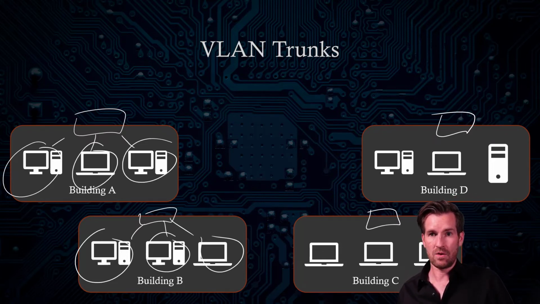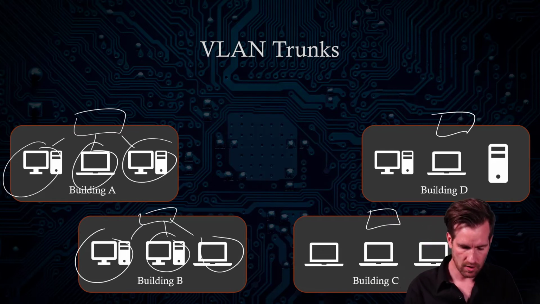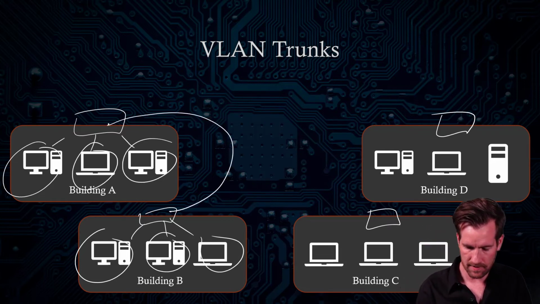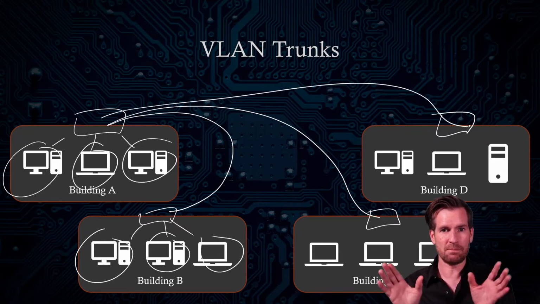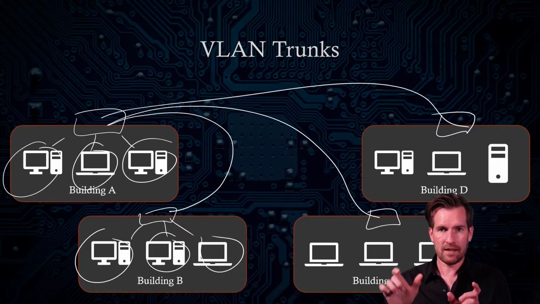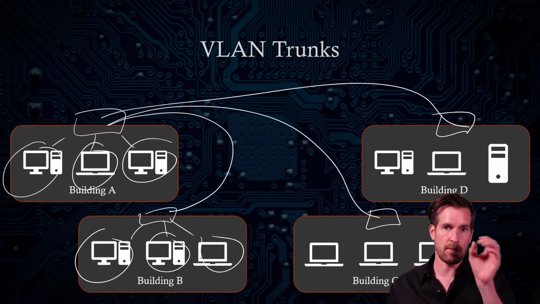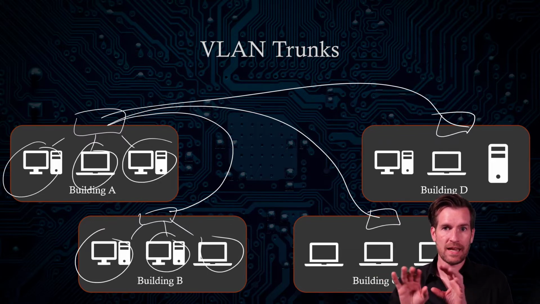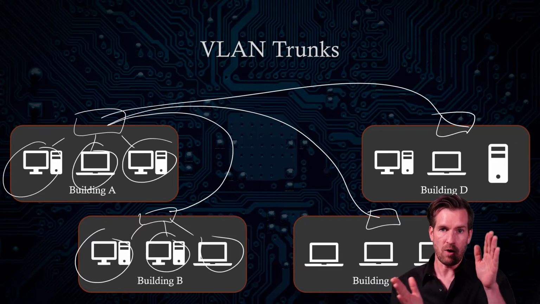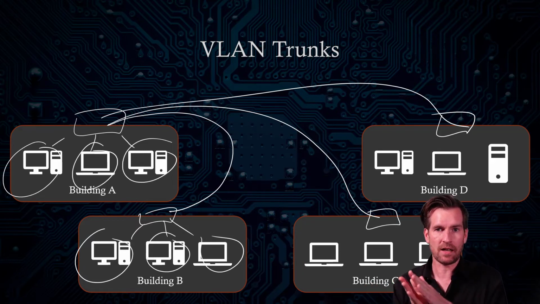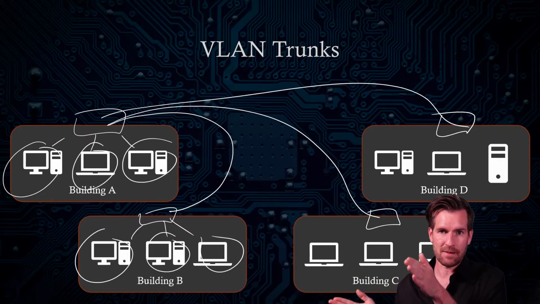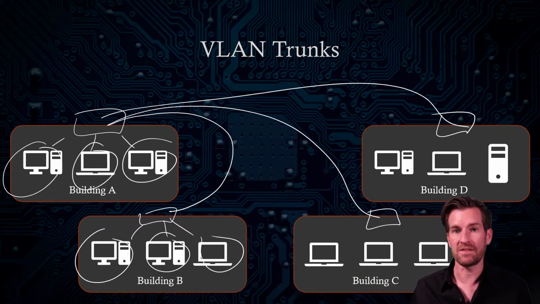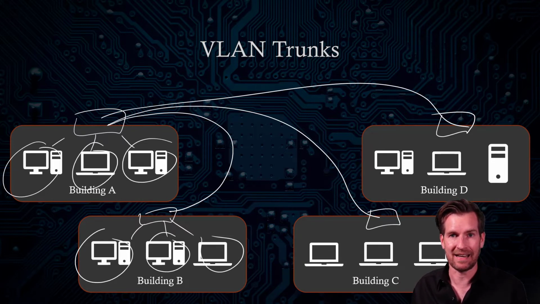Or what I can do is I can do a trunk line, and a trunk line is just going to connect all of these pieces of equipment together, but still be able to separate out one VLAN traffic from another VLAN traffic. And we'll explain how these trunk lines can essentially combine the traffic onto one trunk line and get it across to another switch and then split it back out again. So we'll talk about VLAN trunks more in depth in another video.